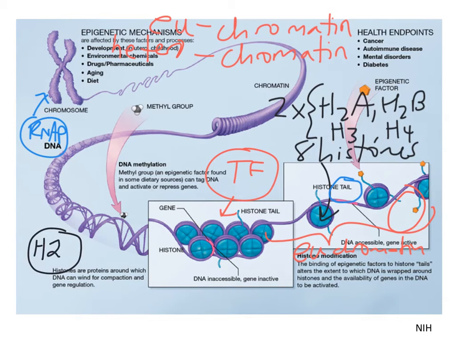So you could have something like histone H2A. But what happens is its N-terminal end, the amino end, the first amino acid, is going to be what? What amino acid is always at the N-terminus of a protein? The start codon. What's the start codon? Methionine. So there's always a methionine at the N-terminus.